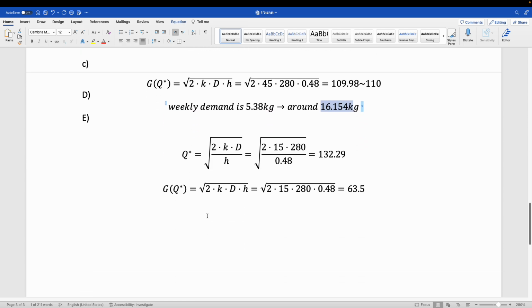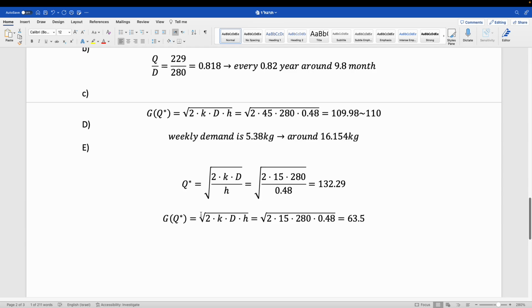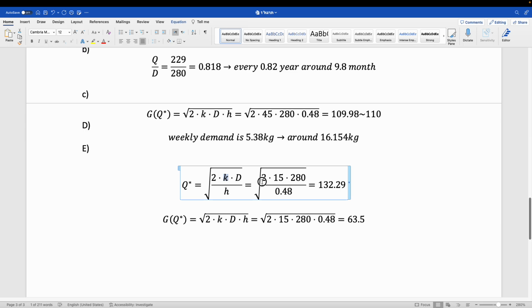And for the last section, they ask us to suppose that the actual cost of placing a coffee shop order is 15. What is the error made in calculating the annual cost? So what are the adjustments we need to make? Just pay attention, it's really easy. We need to change the K. The K moves by a factor of 3, from 45 to 15. So everything will be divided by a factor of square root of 3. We can check that by just plugging it into the formula and getting the actual results for the average annual cost and for the optimal batch size.